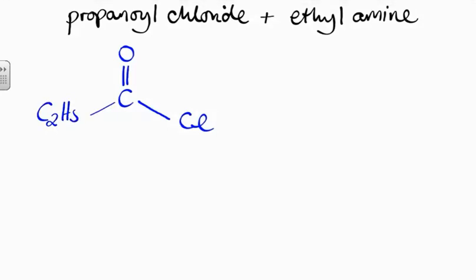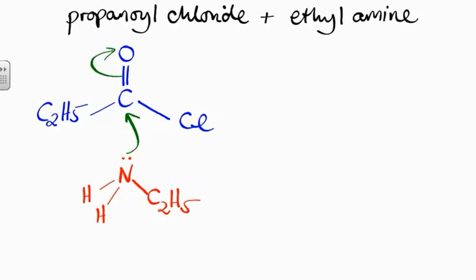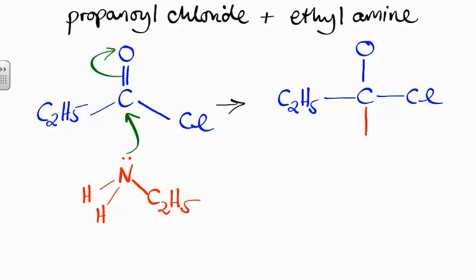Here's our propanoyl chloride. So 3 carbons in the acyl chloride, and here comes the ethylamine. So that's an NH2 attached to an ethyl group, so I'm just going to show that as C2H5. Lone pair on the nitrogen. Here come the curly arrows. So this is the 4th one we've seen. We can see it's just the same mechanism time after time.